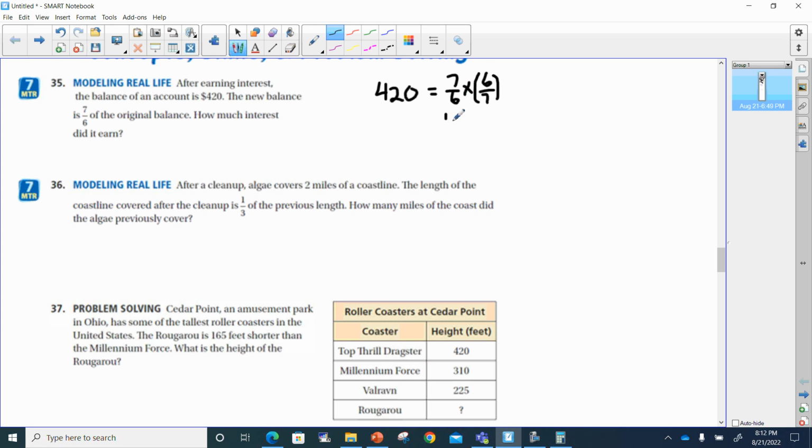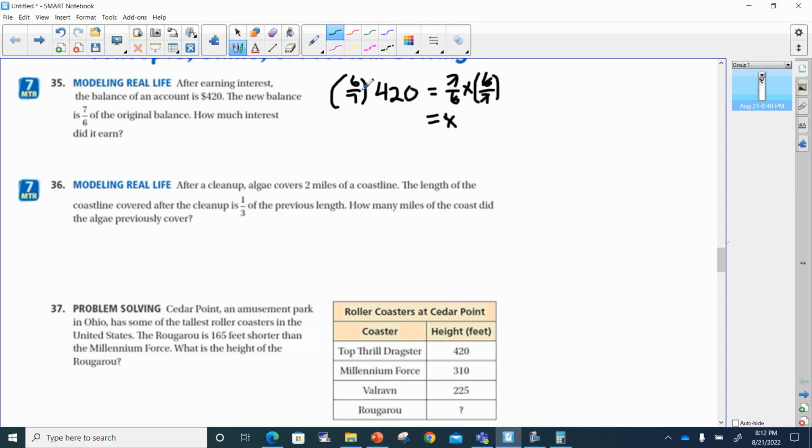The inverse of 7 over 6. That's going to leave me x over here, because the 6's will cancel out, and so will the 7's. But whatever I multiply to one side, I have to multiply the other. So I'm going to multiply 420 to 6 over 7.